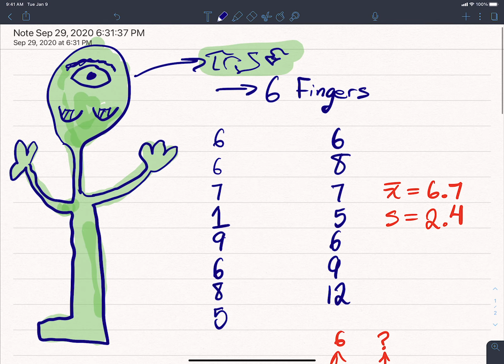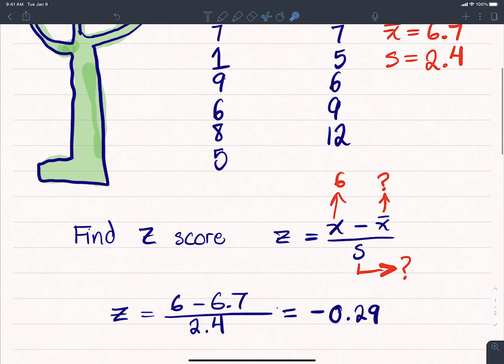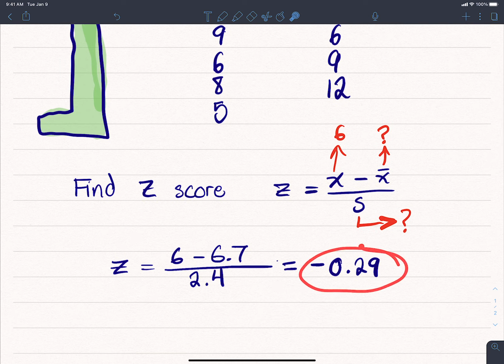So is our alien, we'll just call our alien Paul. I can't pronounce this right here, so we'll just call our alien Paul. So this tells us, because our alien's z-score was not significantly high or significantly low, our alien has a regular number of fingers.